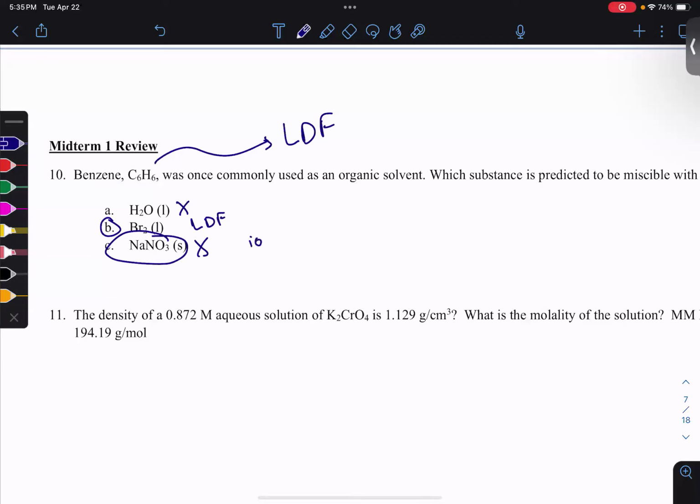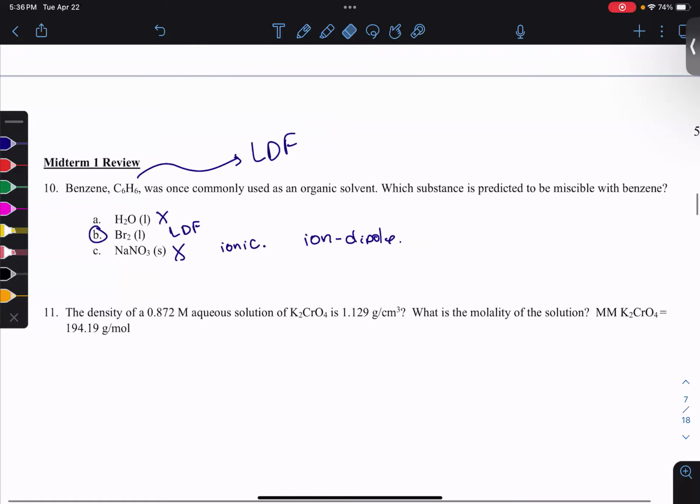It's ionic. So salts typically will only dissolve in things like water because of what intermolecular force is created between water and a salt? Ion dipole. So we are looking for ion dipole. Water and sodium nitrate will mix, but not benzene and sodium nitrate, because benzene is a non-polar substance.